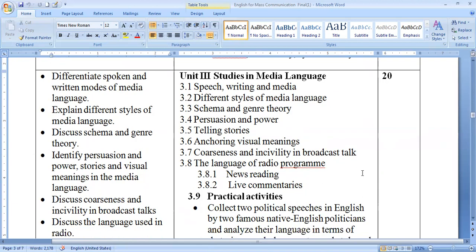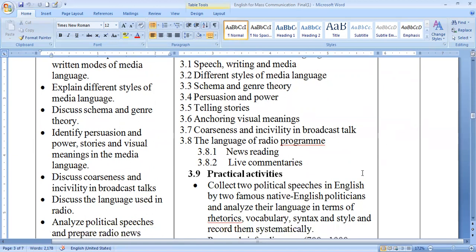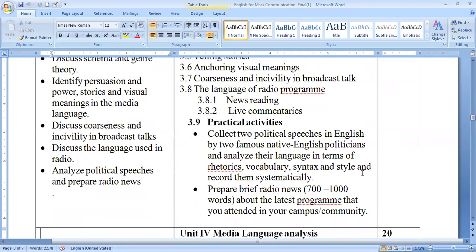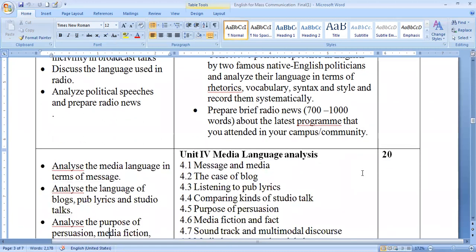Under this unit, there are some practical activities students have to perform. Collect two political speeches in English by two famous native English politicians and analyze their language in terms of rhetoric, what kind of language they have used, their selection of vocabulary, syntax and style, and record them systematically. Then prepare a brief radio news of 700 to 1000 words about a program that you attended in your campus or community. These are the practical activities in Unit 3. Then Unit 4 is about media language analysis.